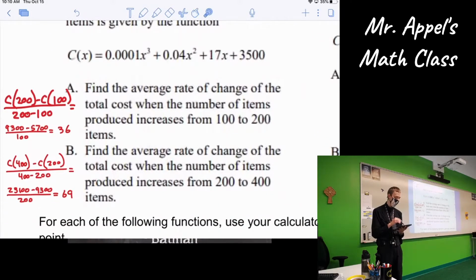And despite the size of the actual results, the actual cost ends up being several thousand. The change in cost from 100 to 200 items, per item, the rate of change is only 36.